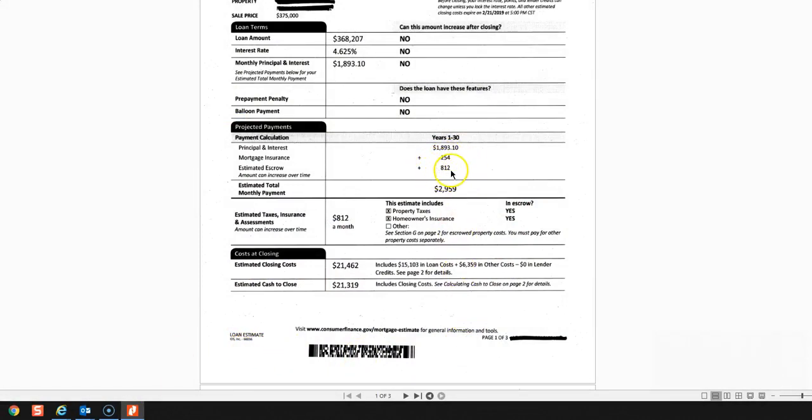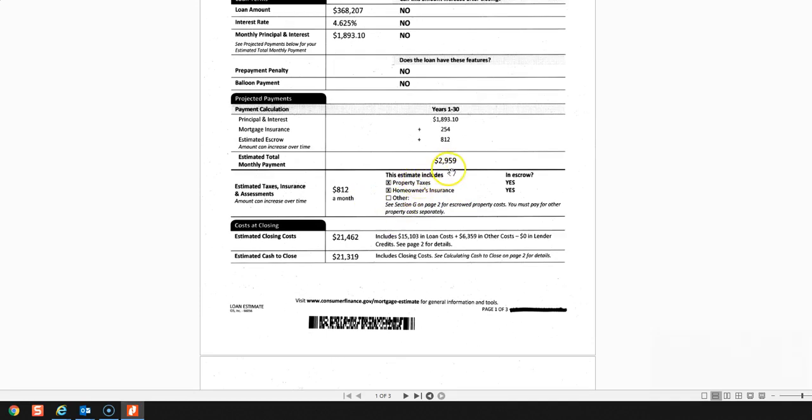Then you have your estimated escrow. It's $812. You can see down here it says $812 because it includes your property taxes and insurance. And other would be HOA. In this particular example, there's no HOA. So you get your total payment of $2,959 on this example.